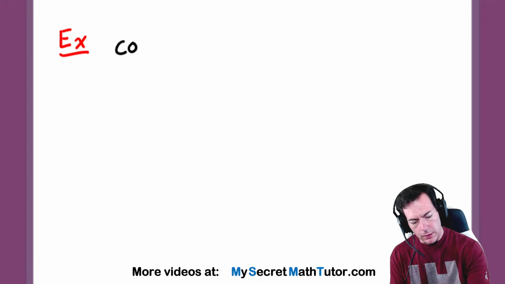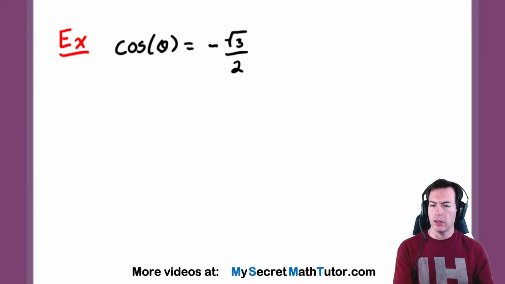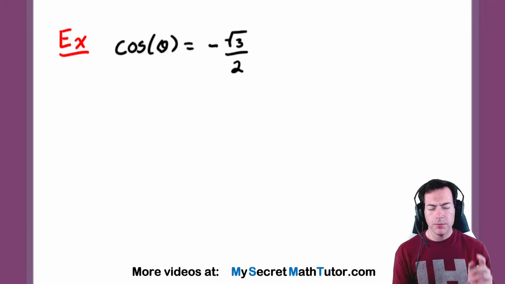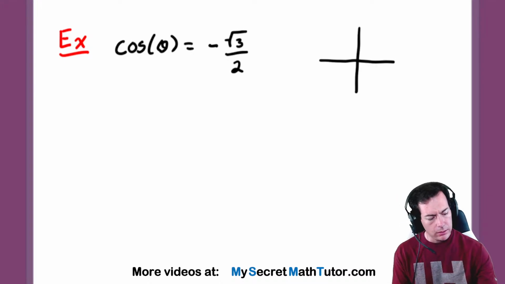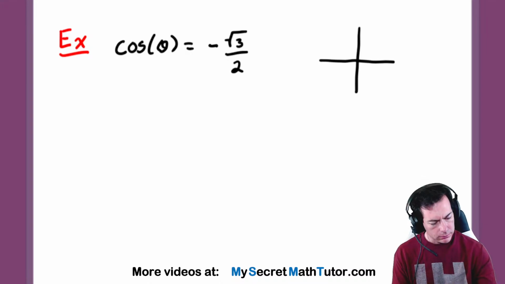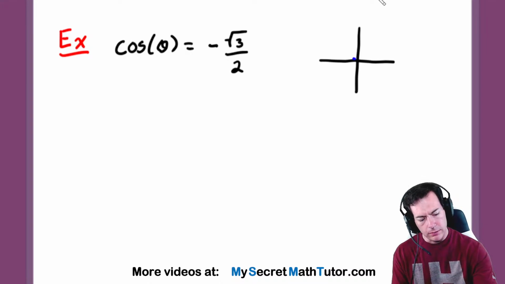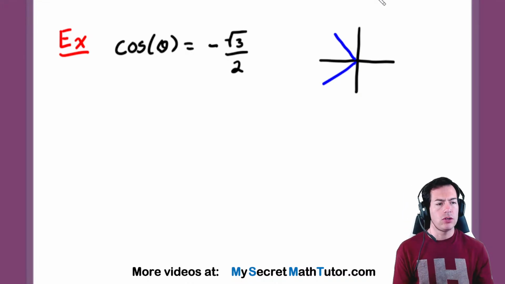So this would be cosine of theta equals the negative square root of 3 over 2. Okay, that looks pretty good. The first thing I notice for this one is you're getting a negative value for cosine. And this will only happen in quadrants 2 and 3. So wherever this angle is, if I really want cosine to be negative, it's going to end up in one of those two locations.